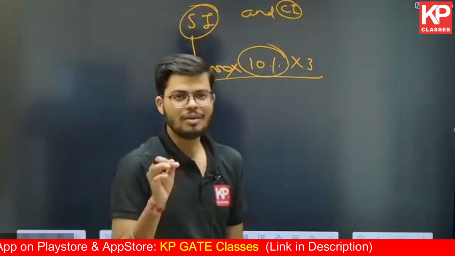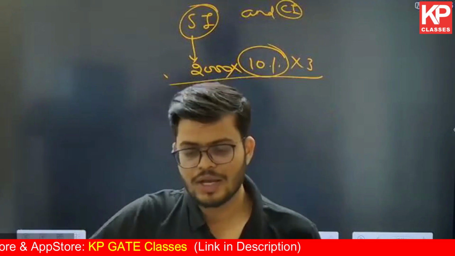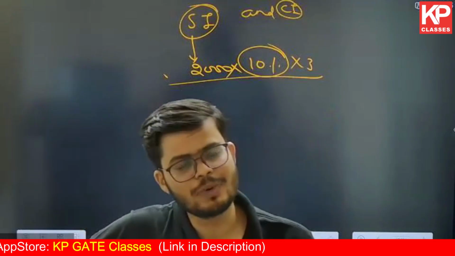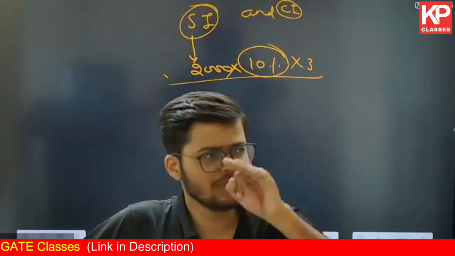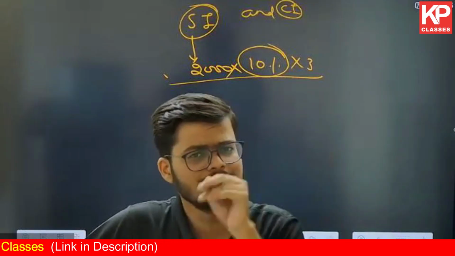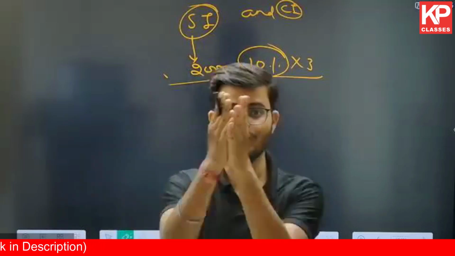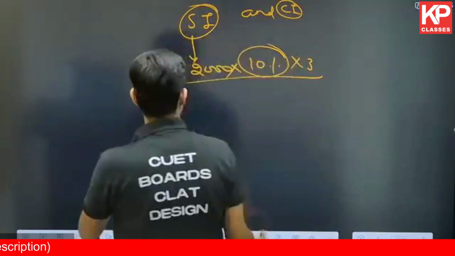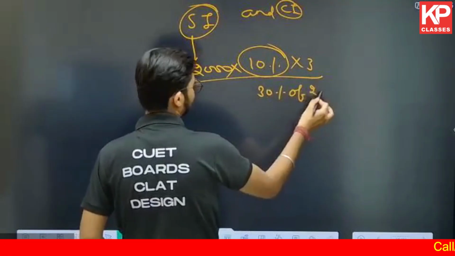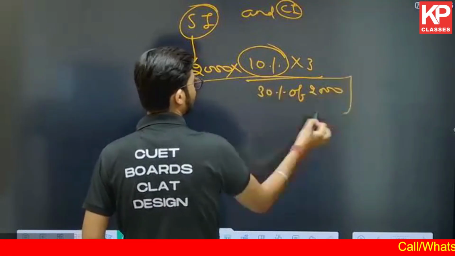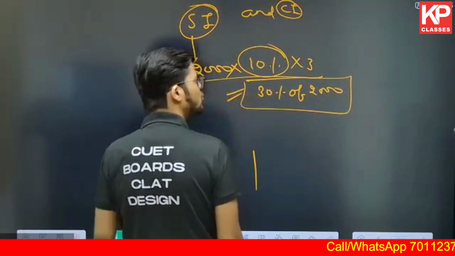You have deposited in a bank account 2000 rupees and you are getting an interest of 10% per annum, and you are getting this interest for 3 years. So that means in the first year you'll be getting 10%. In the second year you'll be getting 10%. In the third year you'll be getting 10%. So what total you'll be getting? You'll be getting a total of 30%. So 30% of 2000 will be the answer.